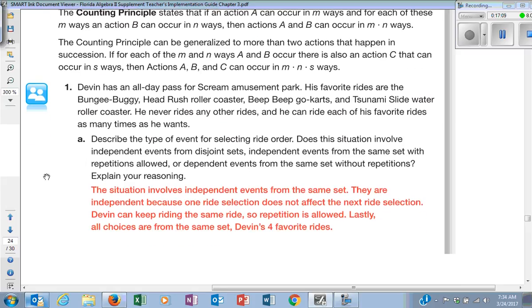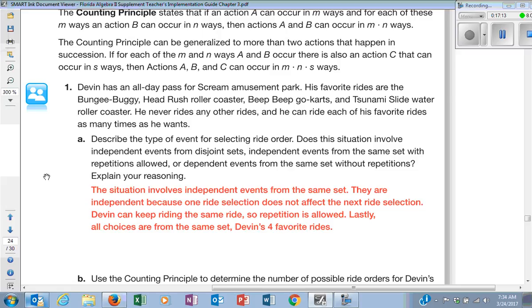So, describe the type of events for selecting the ride order. Does this situation involve independent events or disjoint sets, independent events from the same set with repetition allowed, or dependent events with sets without repetition? So, this situation involves independent events from the same set. Okay? They are independent because one ride selection does not affect the next ride selection.